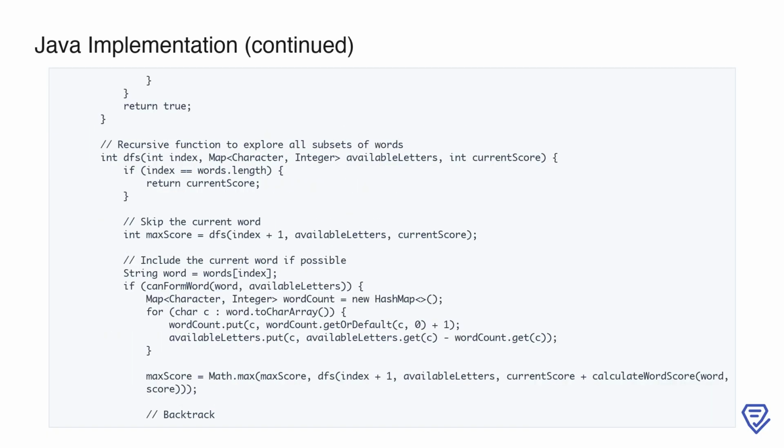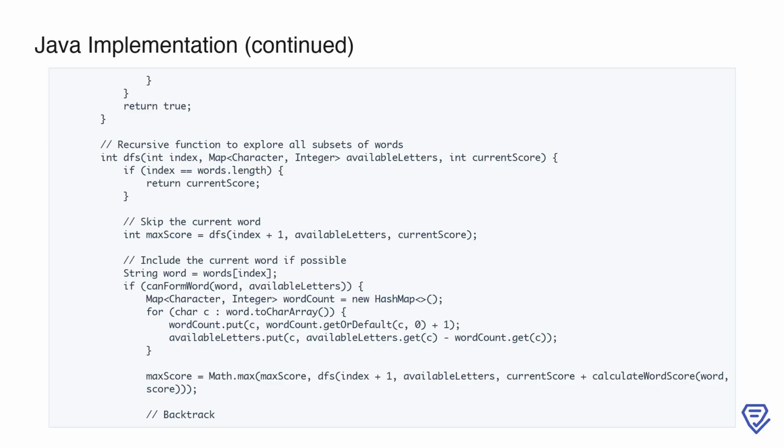After defining the helper functions, we implement a recursive function DFS to explore all possible subsets of words. This function takes the current index of the word being considered, the map of available letters, and the current score as inputs. The base case for the recursion is when the index reaches the end of the words array. At that point, the function simply returns the current score as there's nothing more to process. From here, we explore two choices for each word.